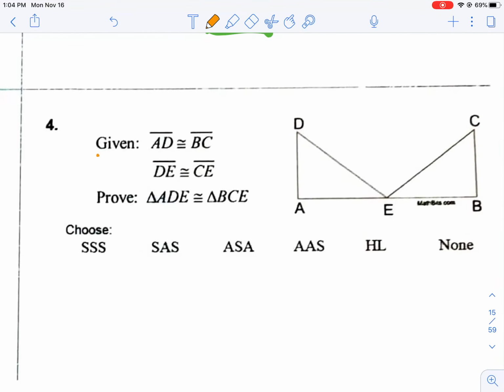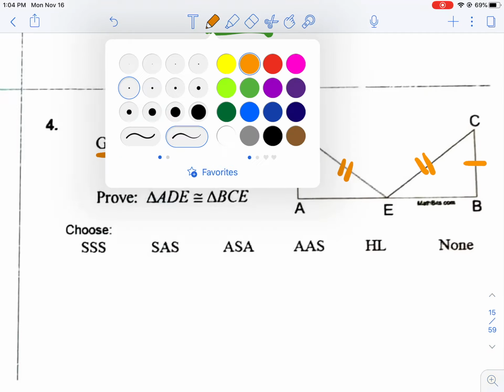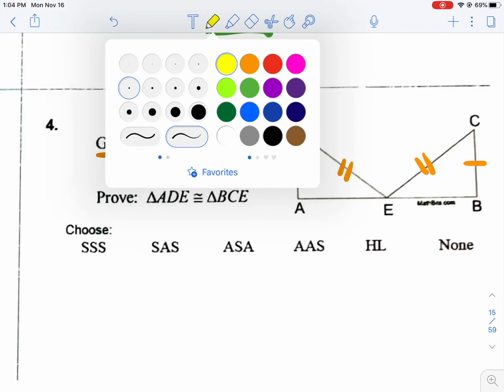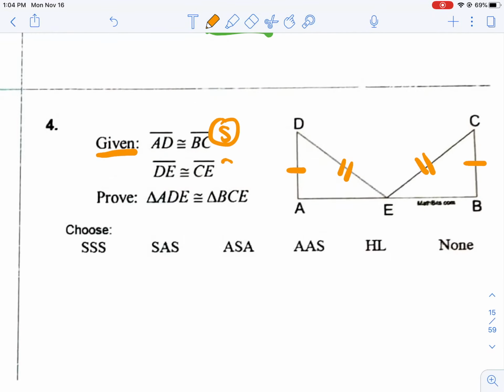Let's mark this picture up. So we're given AD is congruent to BC. DE is congruent to CE. We want to prove these triangles congruent. So a lot of times when students see there's only 2 pieces of information given, we have a side and a side, they'll say, oh, I'm just going to put a little 1 and 2 here and make them congruent.